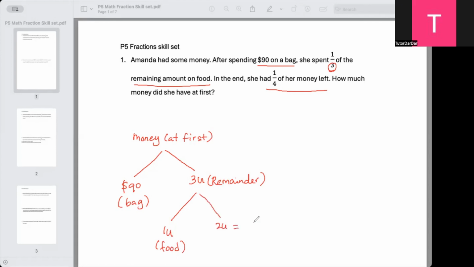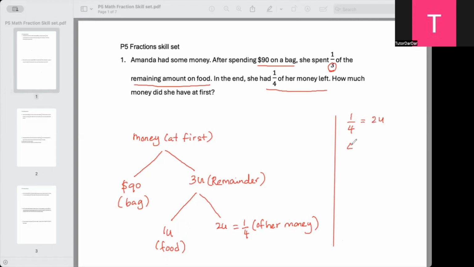This 2U is equivalent to 1/4 of her money. Okay, now this branching is complete. We are going to start solving the problem. So from here, you can see 1/4 is equal to 2 units.